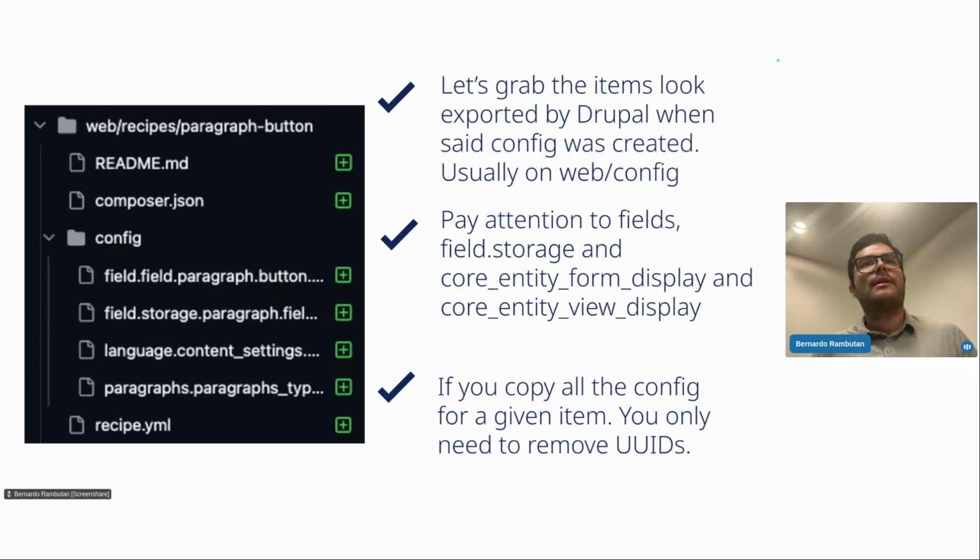So if you were building a site and you create a paragraph and a paragraph button within it, you do a drush cex, and then you look at what changed, and then you export that, right? But if you decided that that was something that you find useful for yourself or others, you could export that, grab those files, move them into a recipe inside of the config folder, and when you apply the recipe, it will be the same as if you manually clicked through the UI.